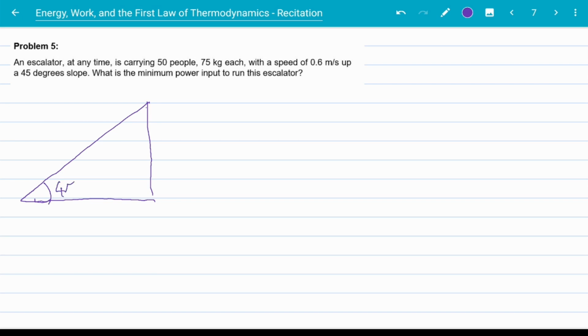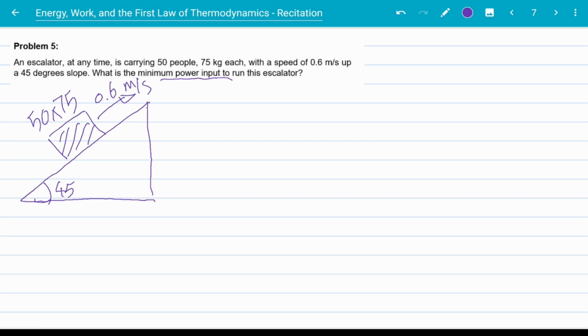So this is the slope, and people are on this escalator. I'm going to just assume that all of them are inside this box. So this is 50 people times 75 kilograms. So that is the mass of this box. And it's moving with a velocity of 0.6 meters per second up the slope. It asks for the minimum power input. Okay, let's take a look.